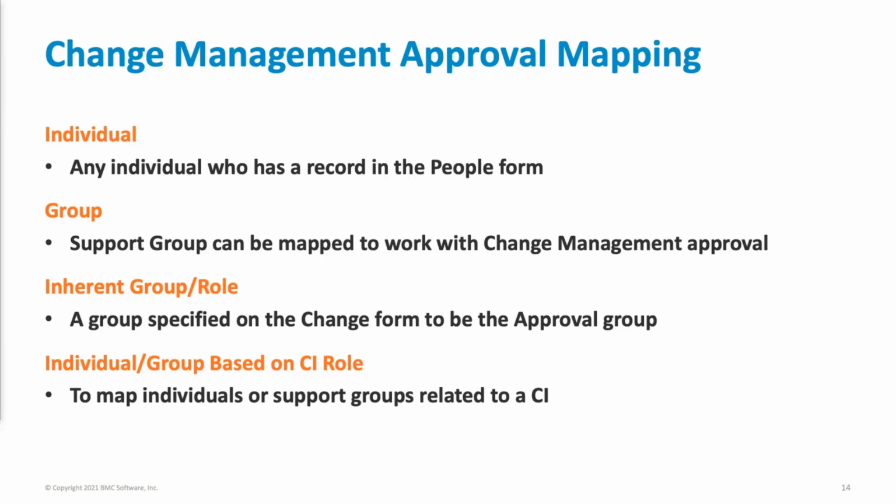Individual and group based on CI role based approval mapping. This mapping type is used to map individuals or support groups related to a CI to become approvers when the CI is related to a change request. The approvers are allowed based on the relationship of their role with the CI, which is approved by, managed by, created by, owned by, supported by, and used by.